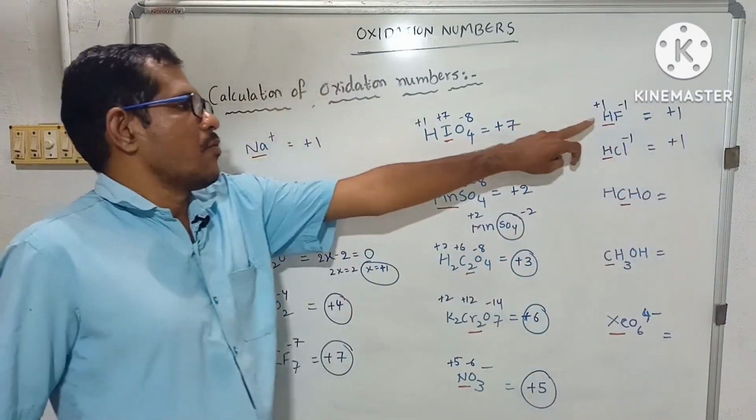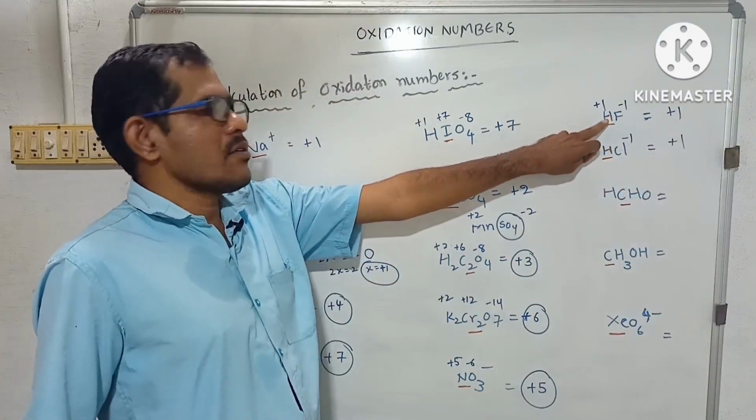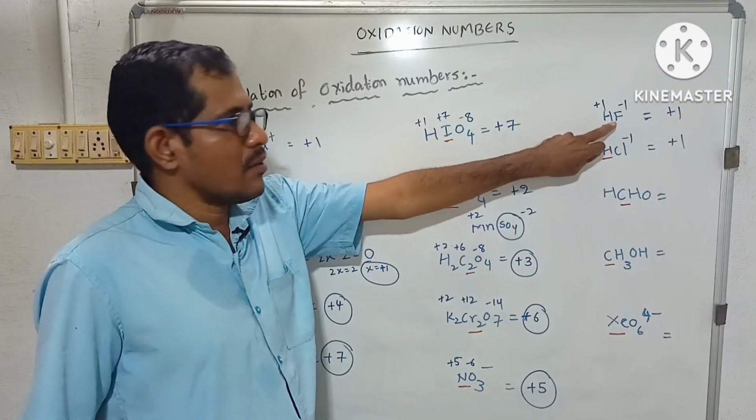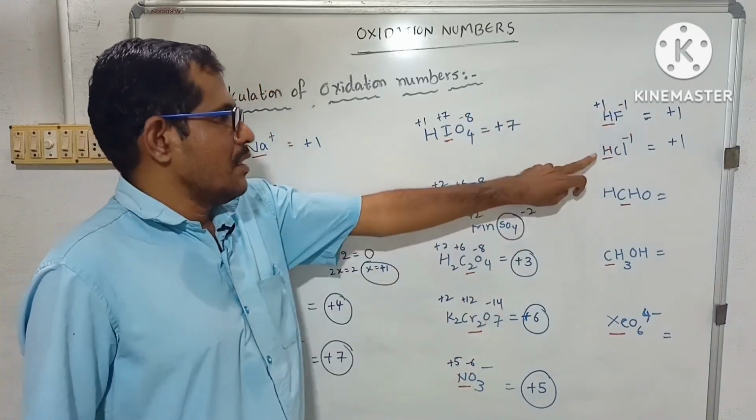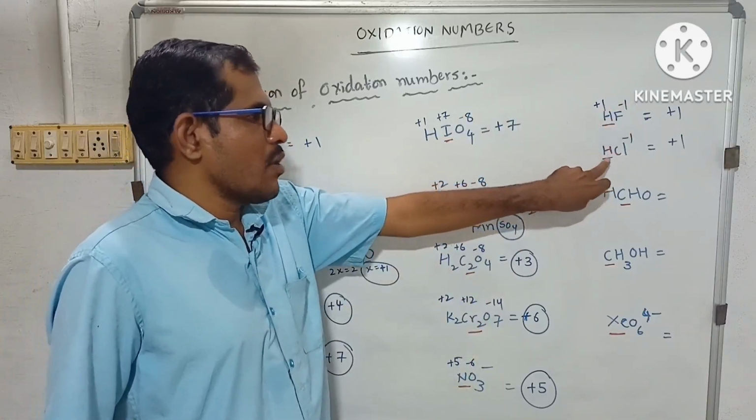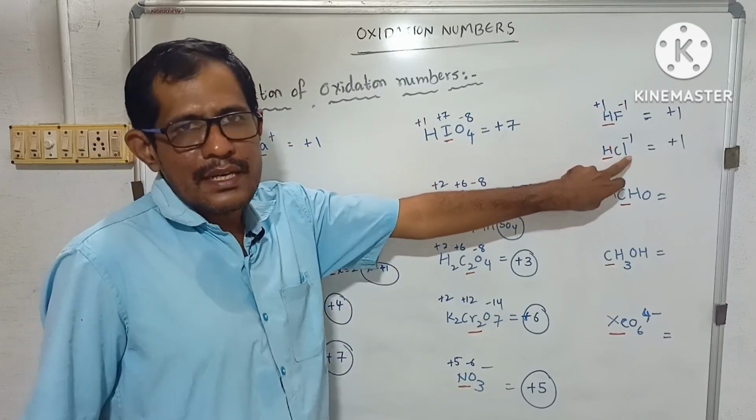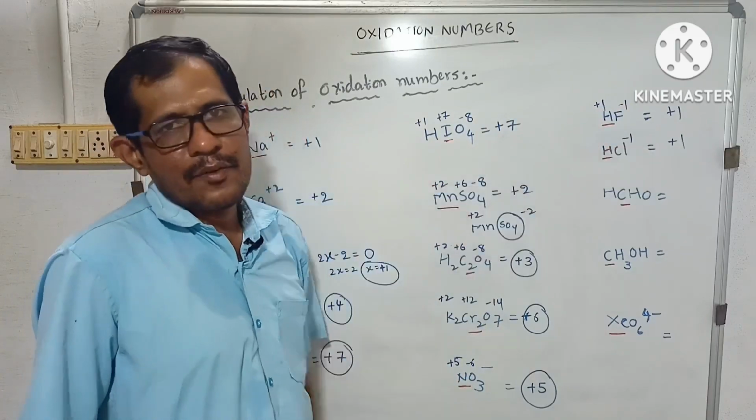Right. So fluorine is more electronegative than hydrogen. So fluorine is getting minus charge, hydrogen is getting plus charge. If you take HCl, chlorine is more electronegative than hydrogen. Chlorine is getting minus charge, H is getting plus charge.